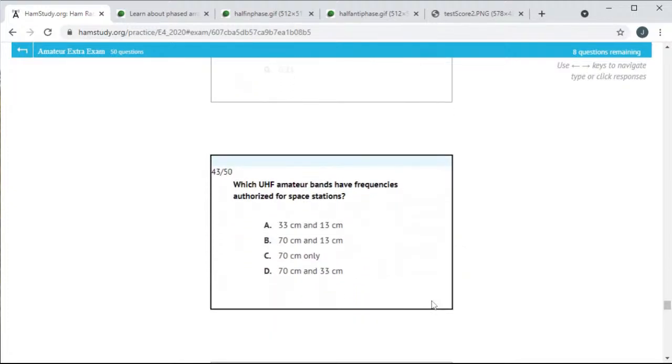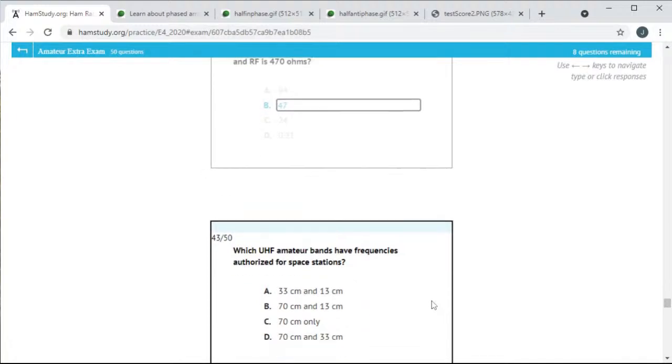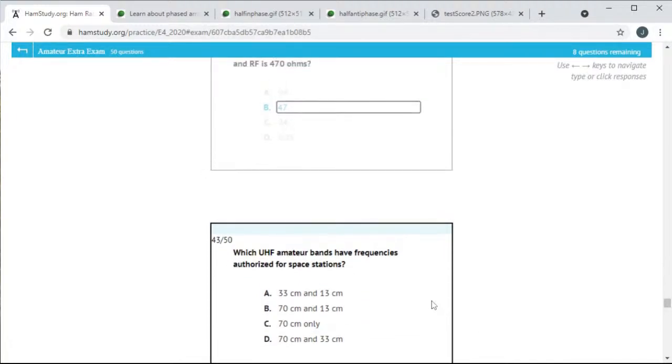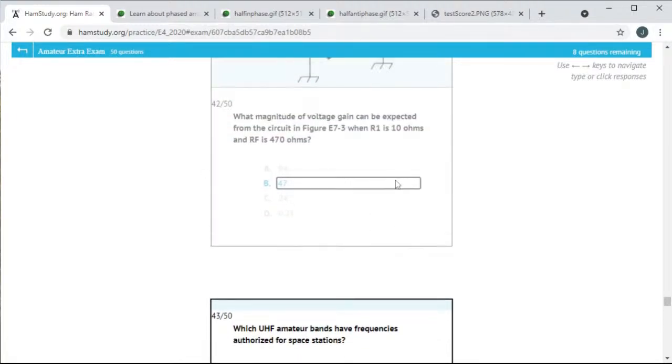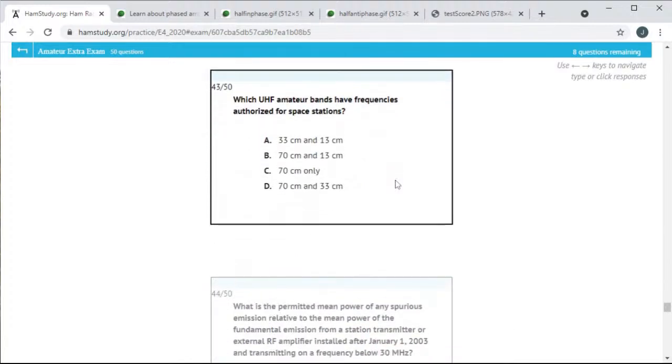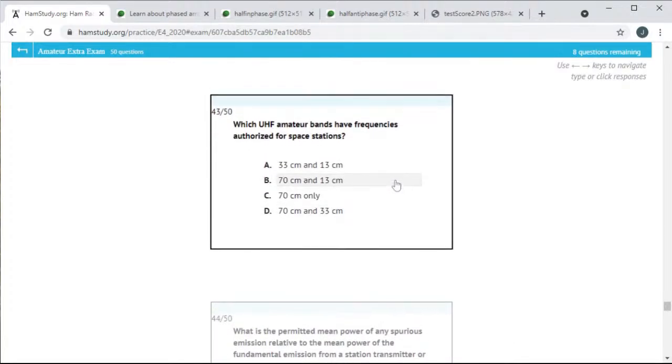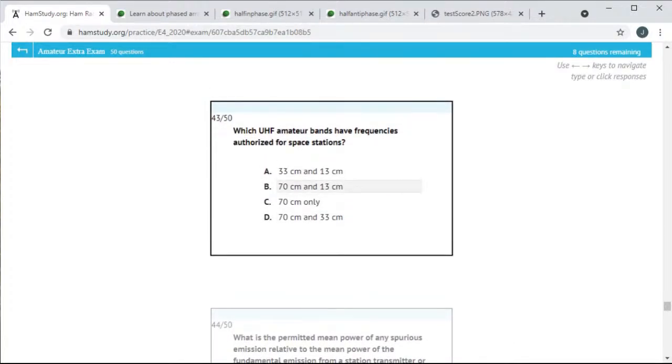Which UHF amateur bands have frequencies authorized for space stations? And Gordon is agreeing with me, I believe, on 42 that it's 47. Which bands? I'm going to go with the only one we typically use, which is 70 centimeter.